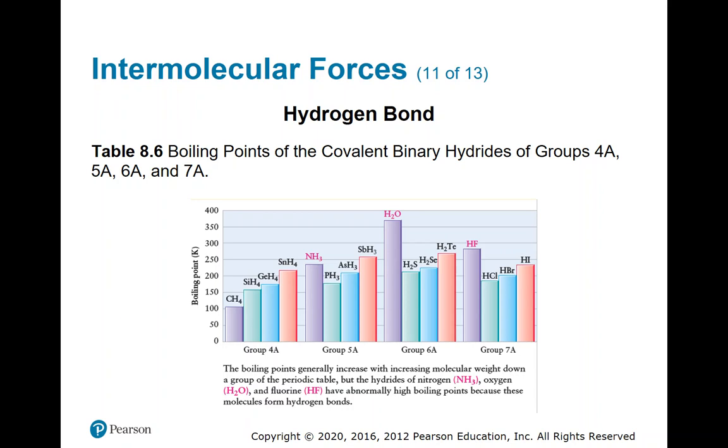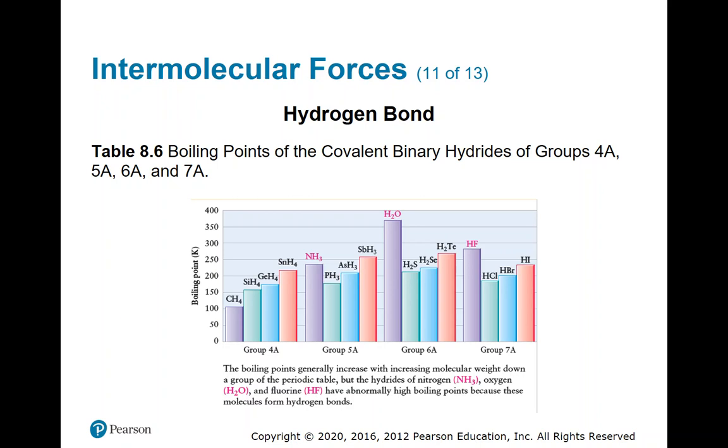So for instance, in group 5A, PH3 has a lower boiling point than AsH3, which is lower than SbH3, and that's what you would predict. However, ammonia, which is highlighted there, NH3, if that followed the same pattern as group 14, you would expect to have a lower boiling point for ammonia than you would have for PH3. But it's actually not the case at all. In fact, ammonia has a higher boiling point than not only PH3, but also AsH3.